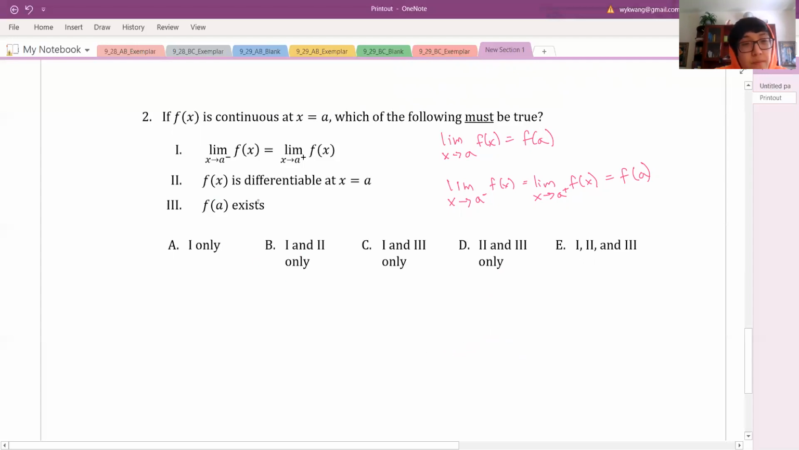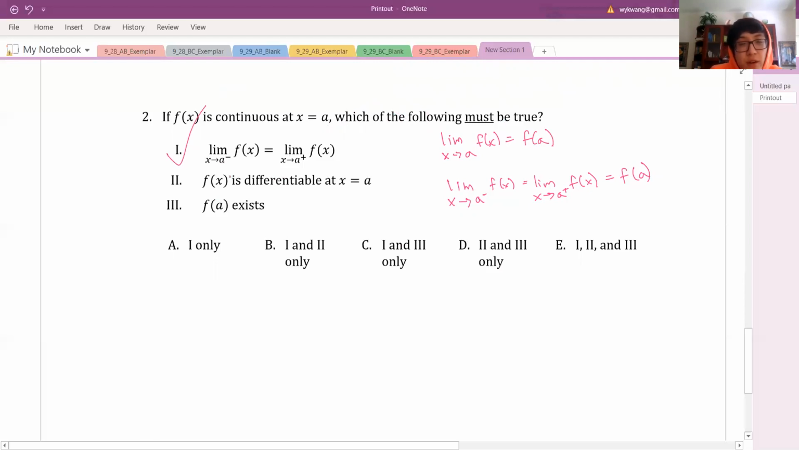Now, the first part, the limit of f of x as x approaches a from the left is equal to the limit of f of x as x approaches a from the right. Well, that's what we just discussed, right? For this to be possible, this must be true, right? For that to be possible, the two-sided limits must equal each other. So this is true, right?